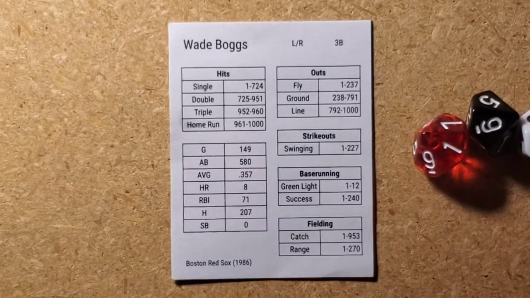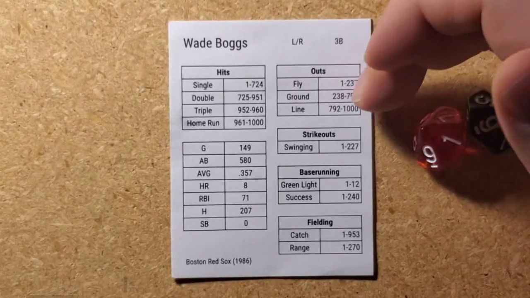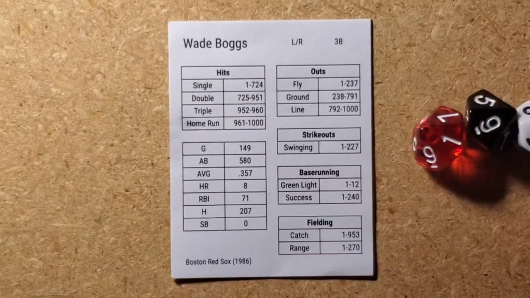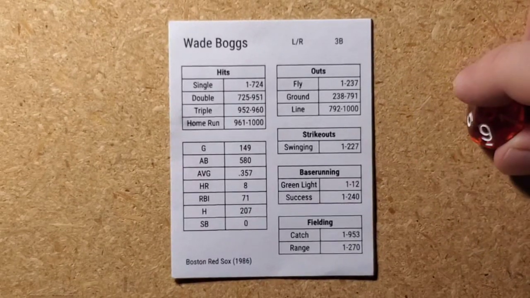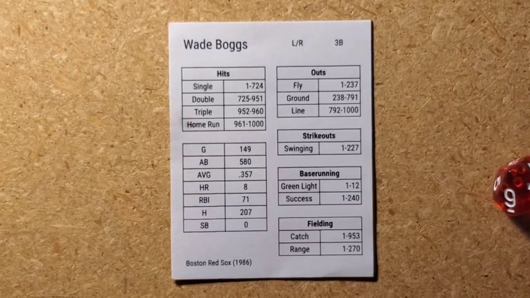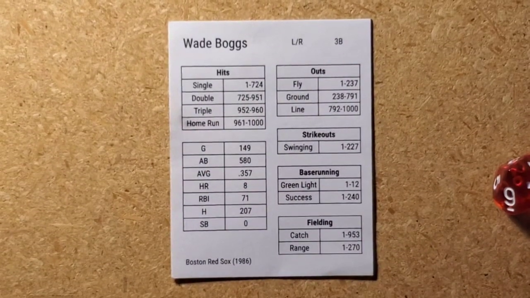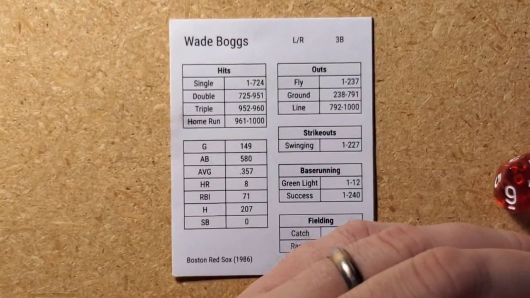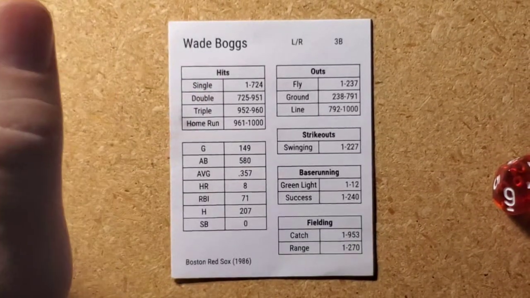And finally, catching and range are going to be used when the play goes from the outs chart to the outfield plays chart, or to the infield plays chart. You're going to use the player's catch and range ratings. So that is the batter card. Again, we go from the pitcher card to the batter card, and then from the batter card to the charts as necessary. In the next video, I'm going to show you the infield plays chart, and for an infielder like Wade Boggs, that's going to be very important.